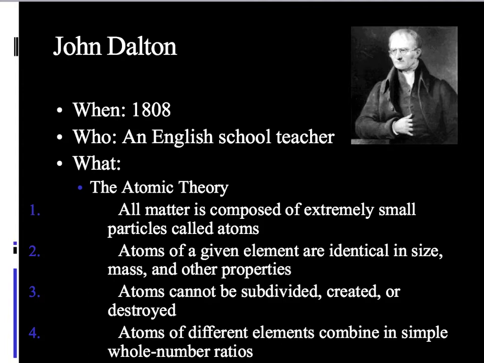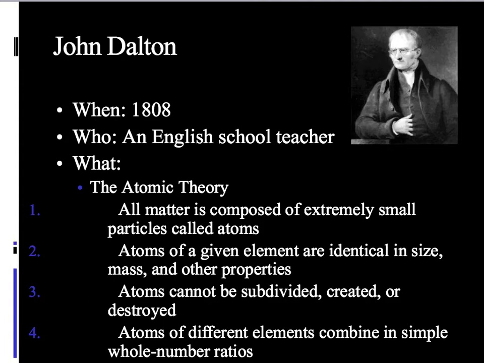So he proposed this idea that all matter is composed of extremely small particles called atoms. Now, keep in mind, he was just proposing this idea of atoms. He had no proof that they existed. That was Einstein in the 1900s who proved their existence. But he said, and he got the word from Democritus, that all matter is composed of these small, uncuttable particles called atoms. And he said that atoms of a given element are identical in size, mass, and other properties.